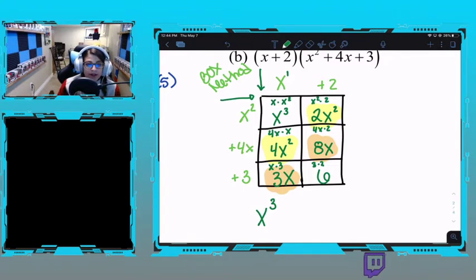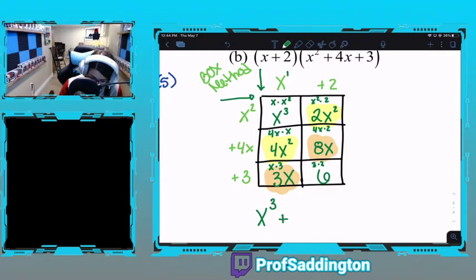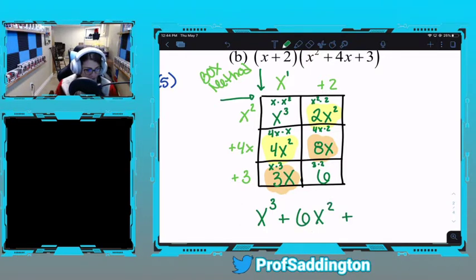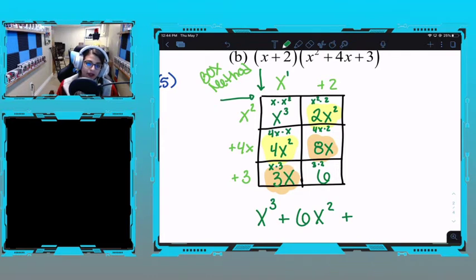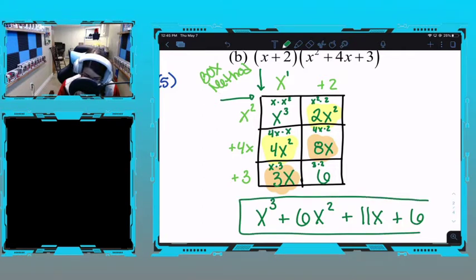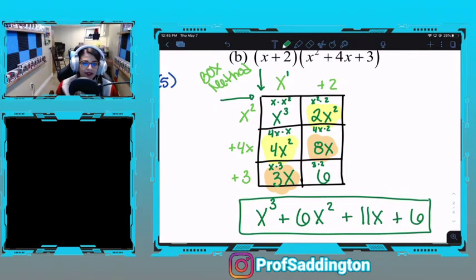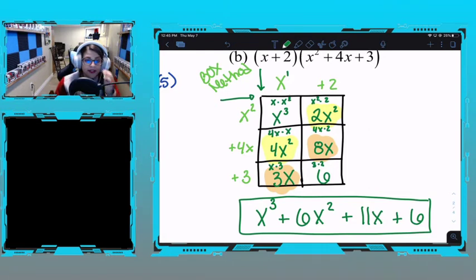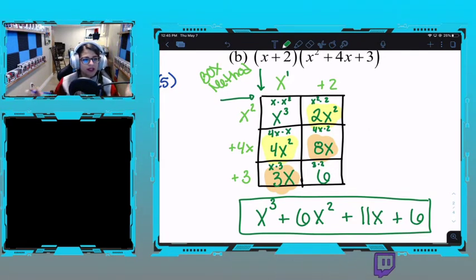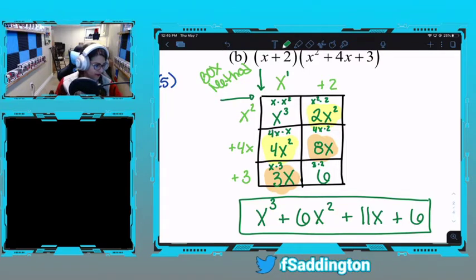And then we have 4x squared plus 2x squared. That's going to be plus 6x squared. Plus 8x plus 3x is 11x. And then that 6 doesn't have anybody, so he just comes on down too. So our answer is a little bit bigger, but still not too bad. And again, the box method is really nice for this because it really organizes it for you.